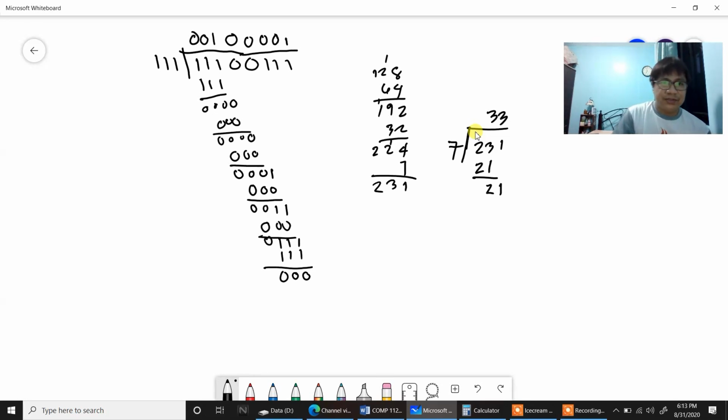Right? So check that. So this is 1, 2, 4, 8, 16, 32. So we can also put 64, then 128. Since all of them got no value, cross out all of them. Okay, the only remaining values are 32 and 1. So 32 plus 1 is 33.